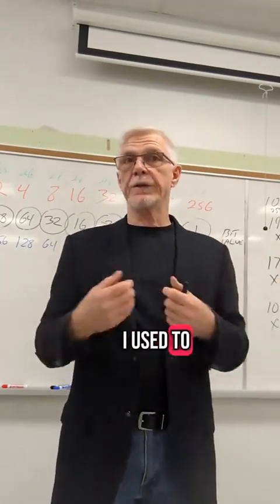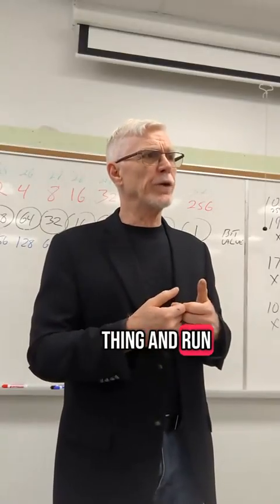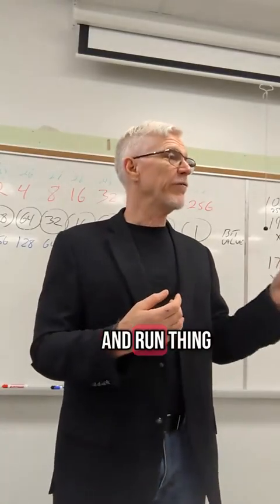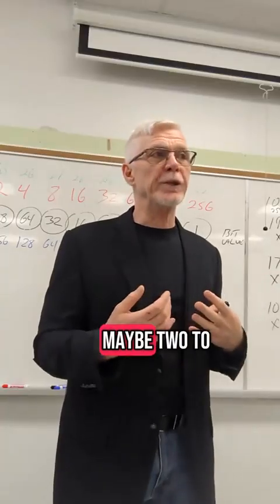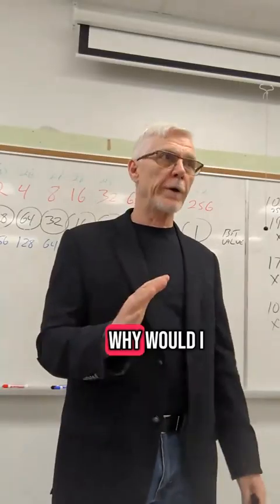In the old days, I used to just go, actually I still do it. If you go into a restaurant and you start scanning, if you run Thing you can see everybody that's on the Wi-Fi. But if you were to run Thing on the network you're on, you'd only see maybe 2 to 5, maybe 12 available IP addresses. Why would I do that?